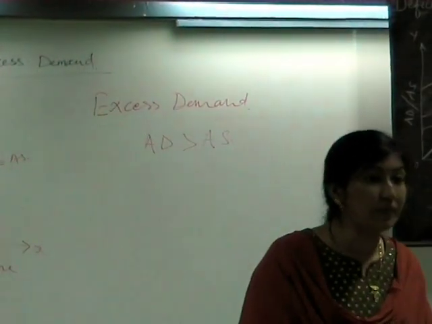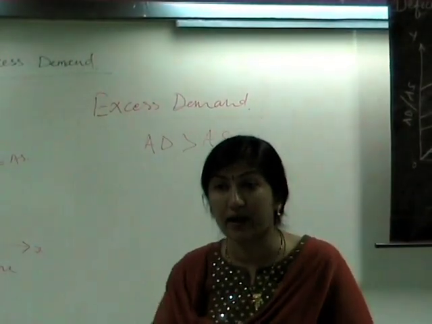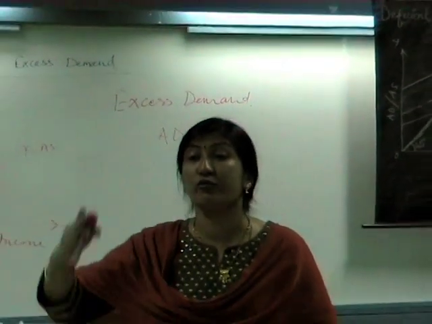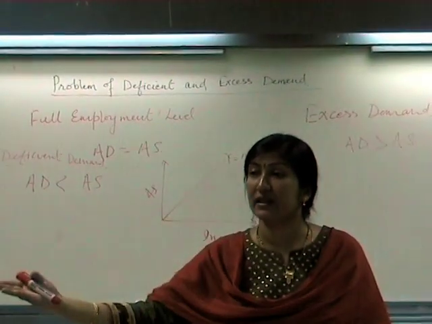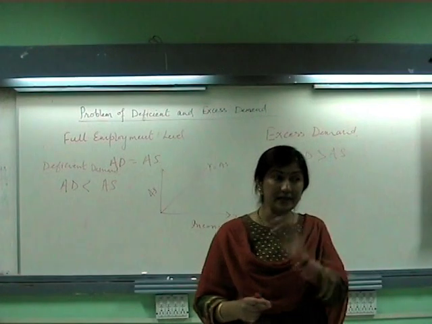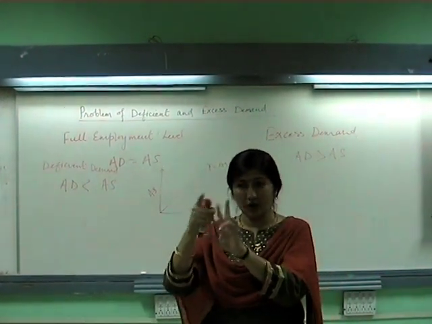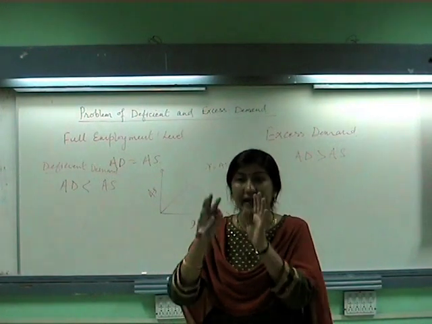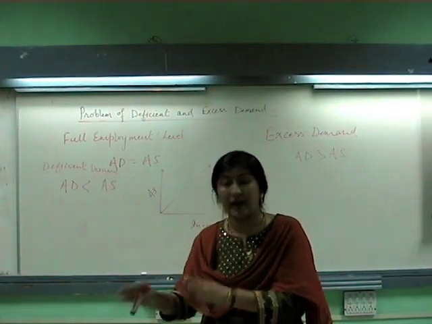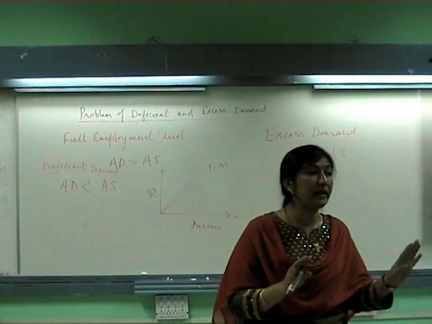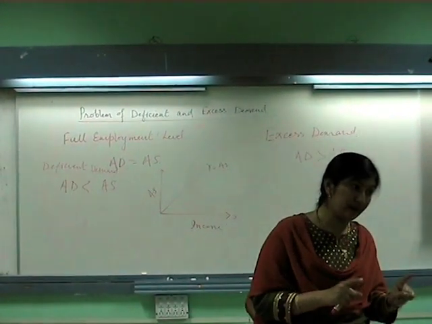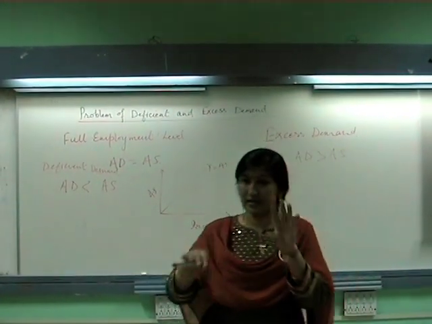You have to remember that you are studying the concept of aggregate demand and aggregate supply with respect to full employment level. Every time, in the definition, there are three things: what is the situation of AD, how AD and AS are there, and they are at full employment level. In both cases, they are not meeting at full employment level. There is a difference, there is a falling short.